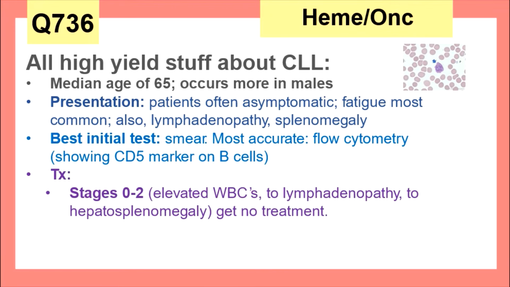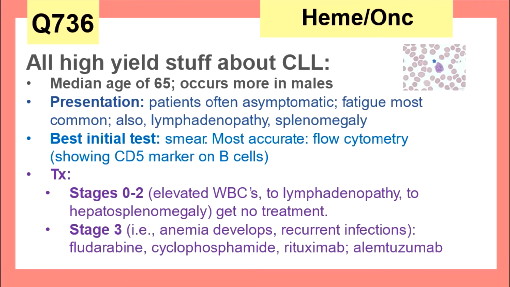And the flow cytometry shows the CD5 markers on B cells. And in staging, so 0 to 2, there's no treatment. In 0, there may be elevated white blood cells. In 1, there's lymphadenopathy. And in 2, there's hepatosplenomegaly. Treatment is only in stage 3, and that's, for example, when anemia develops, there are recurrent infections, and these are the medications that we give them.